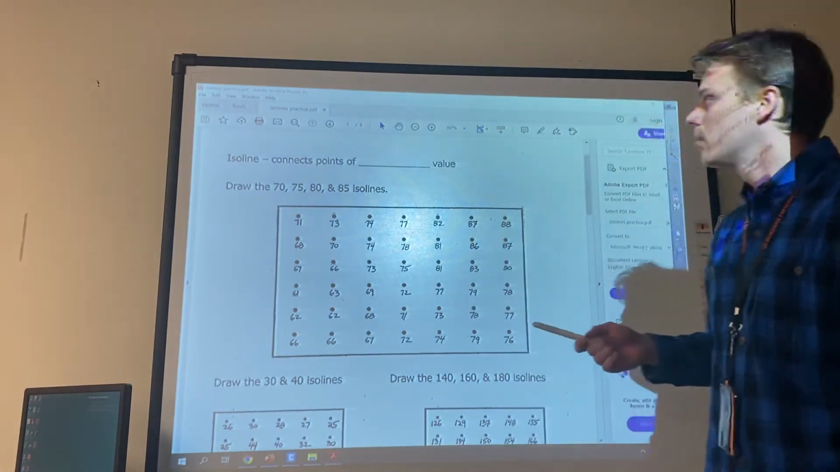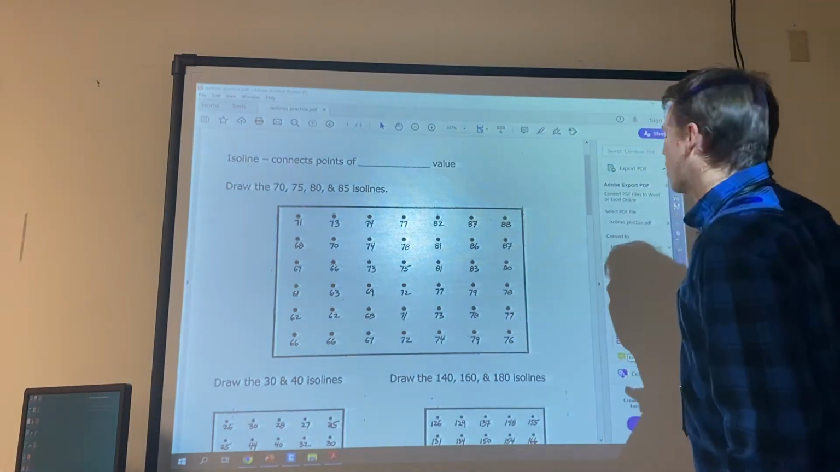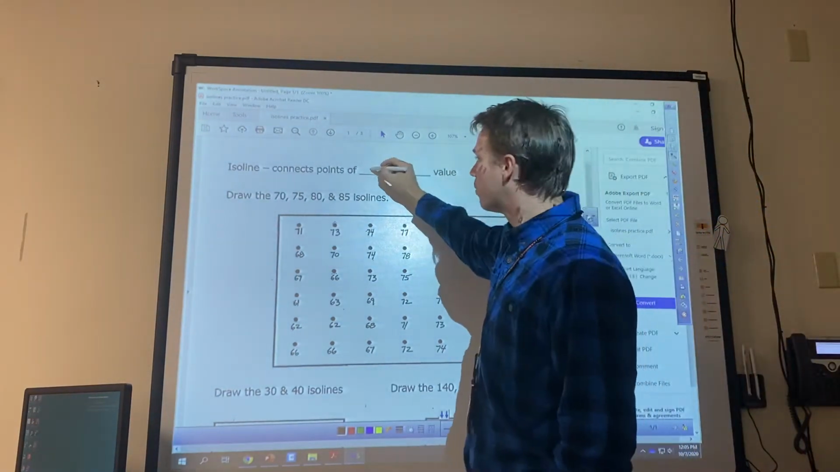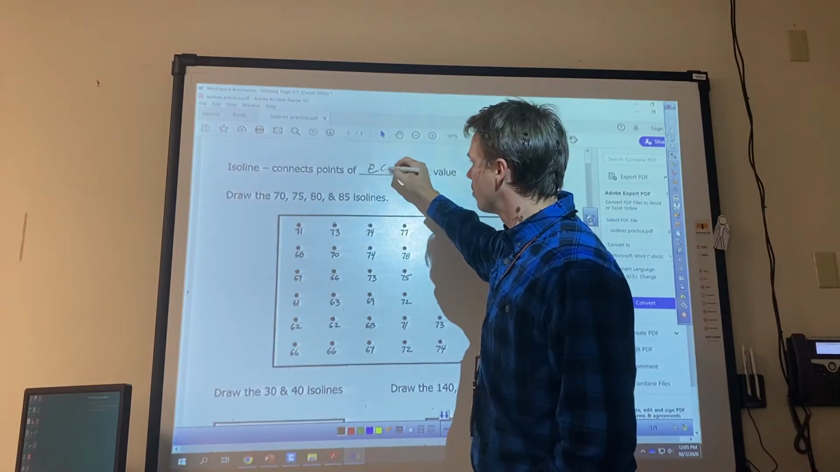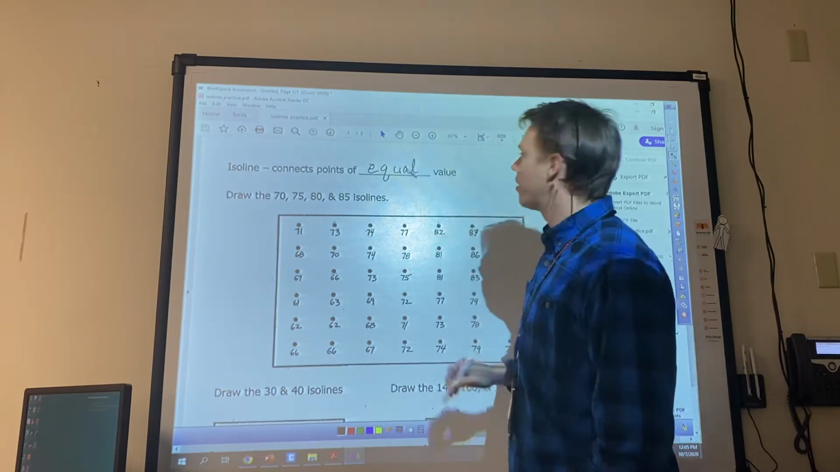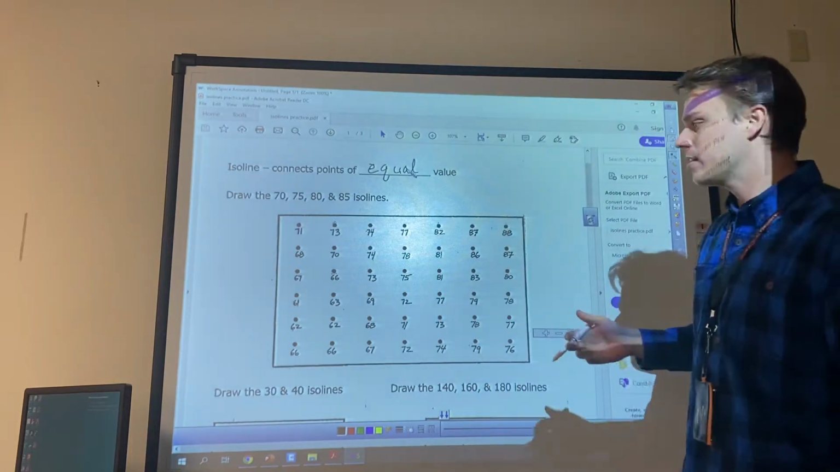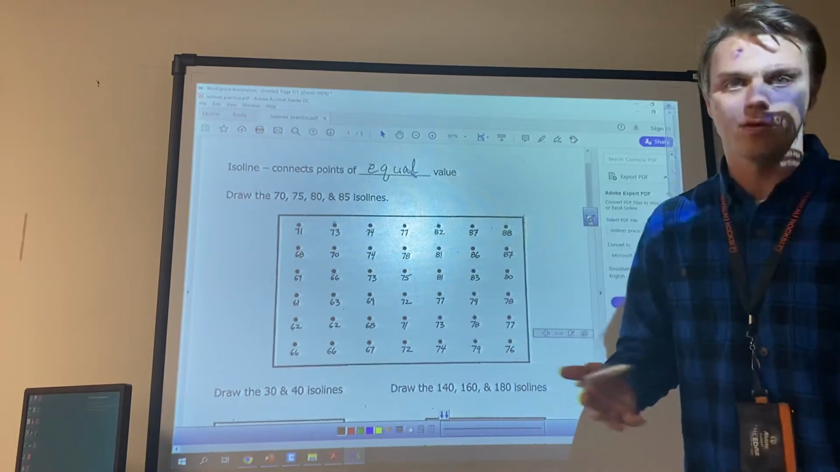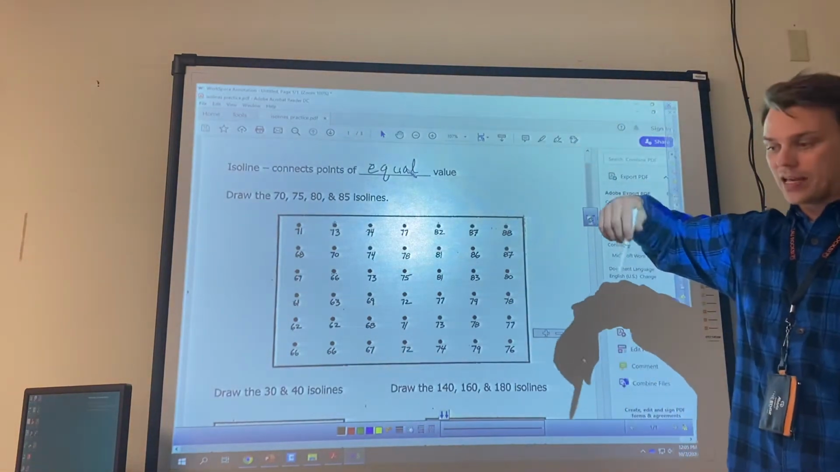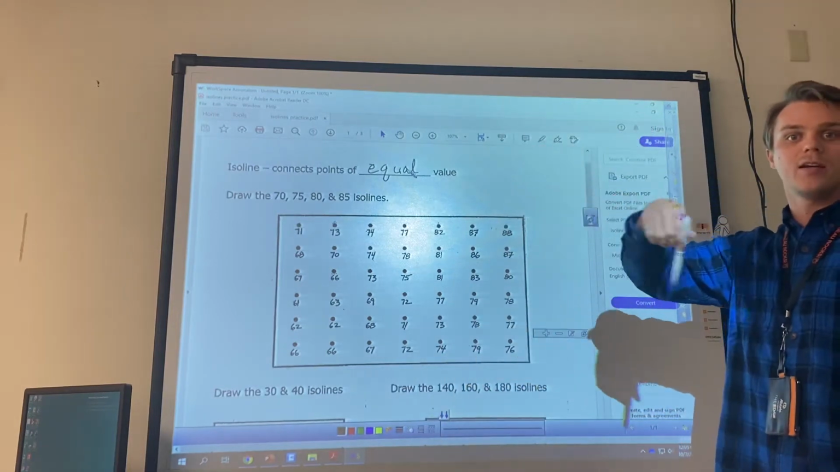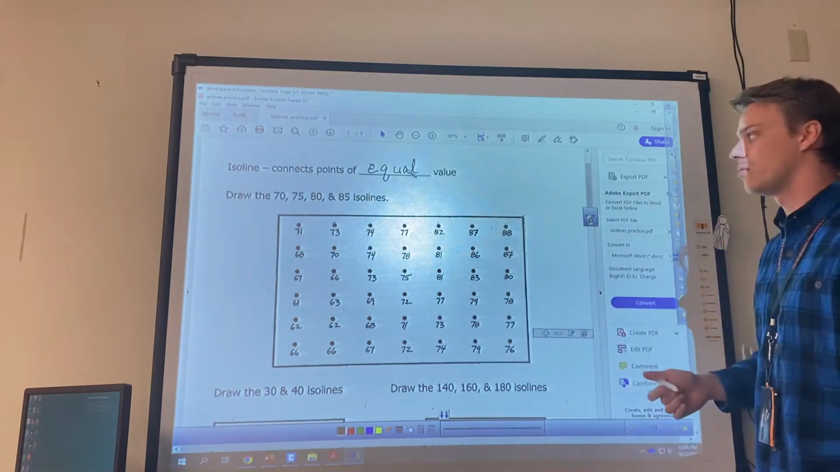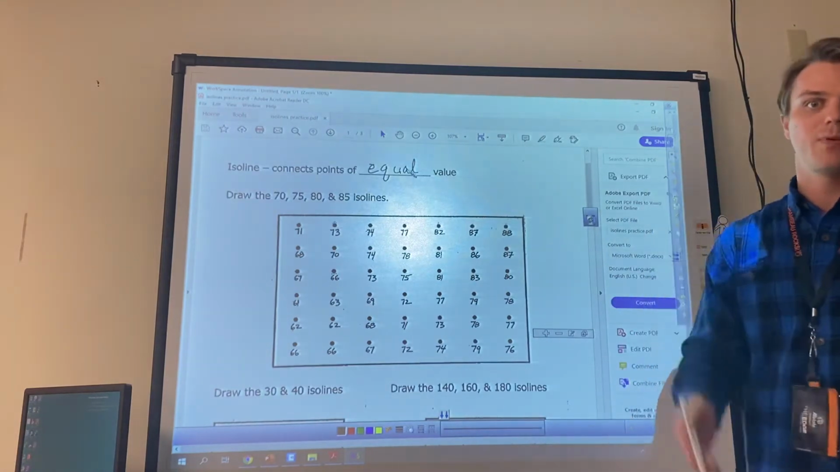All right. So isolines are lines that connect points of equal value. So the idea is that just like on a contour map or on a topo map, those lines that you see, like a 30 line, that means that anywhere that you walk along that 30 line is going to be 30 feet or 30 meters above sea level, all right? So we're looking to connect points of equal value.